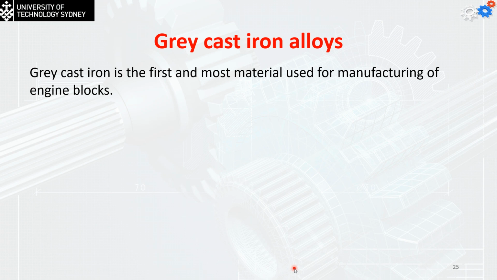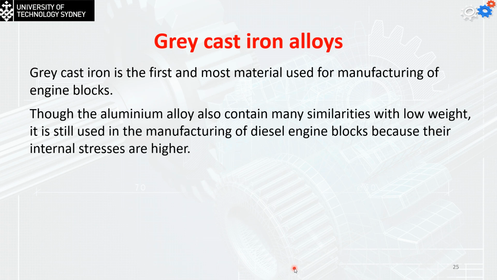The gray cast iron is the first and the most used material in the manufacturing of the engine block. Though the aluminium alloys also have many similarities, with low weight, and are still used in the manufacturing of the diesel engine block because the internal stresses are going to be higher.